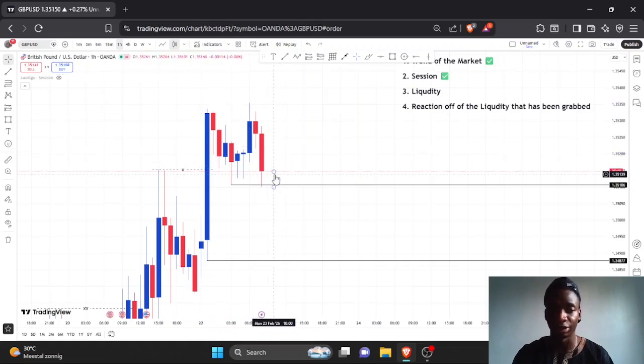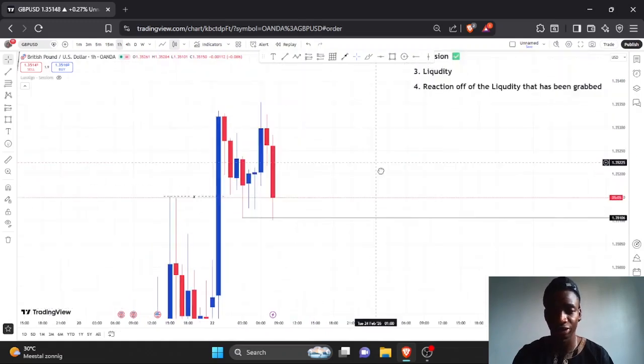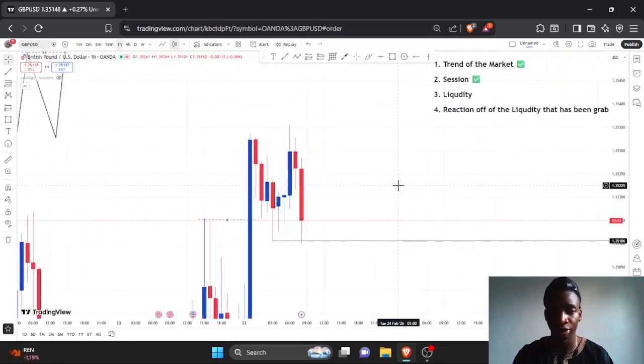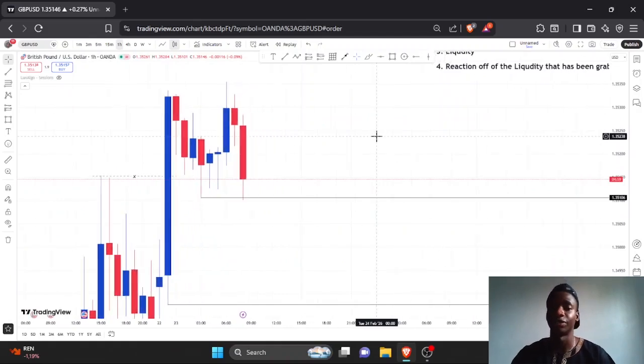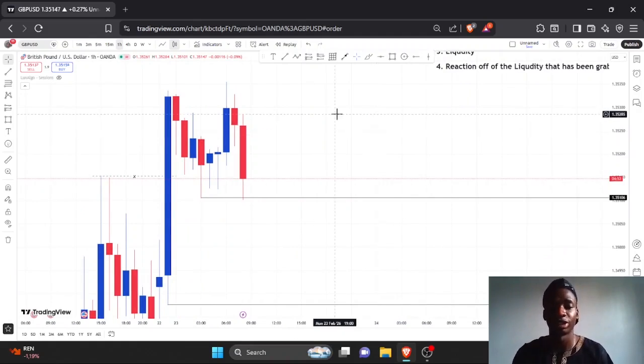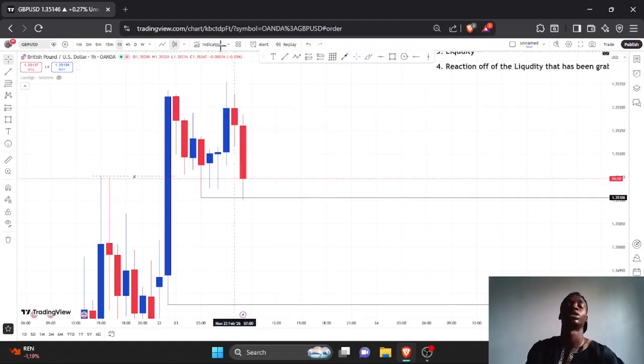Right. So this is my trading plan. We're going to wait. We have 5 more minutes, and once that has elapsed, we are going to see if it's going to be a good trade or not. So today's Monday, and hopefully we start the week very, very good.